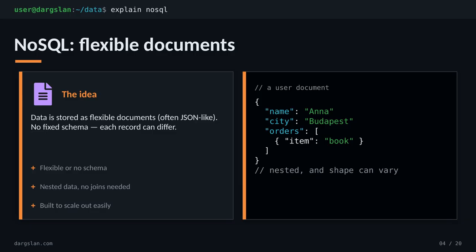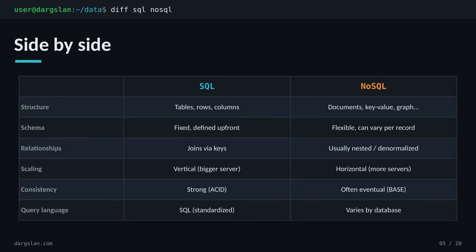Now flip that thinking on its head, and you get NoSQL. Instead of rigid tables, your data lives as flexible documents, usually something JSON-shaped, like this user record with a name, a city, and a nested list of orders all tucked inside one object. There's no fixed schema, so each document can look a little different. You skip the joins because related data sits right there together, and the whole model is designed to scale out across many machines.